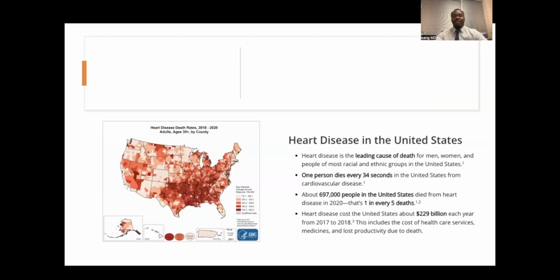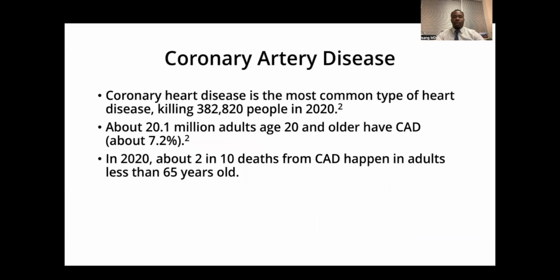So why is this important? Heart disease is the leading cause of death for men, women, and most racial and ethnic groups in the United States. One person dies every 34 seconds. This means up to 700,000 people in the United States died from heart disease in 2020, equating to about 1 in every 5 deaths, and it is extremely expensive. Multiple hundreds of billions of dollars is spent in healthcare, and that number only continues to rise.